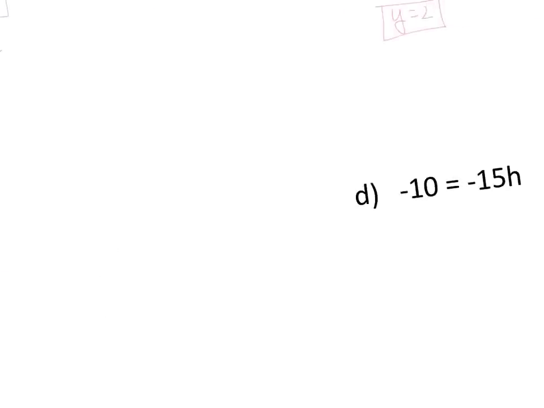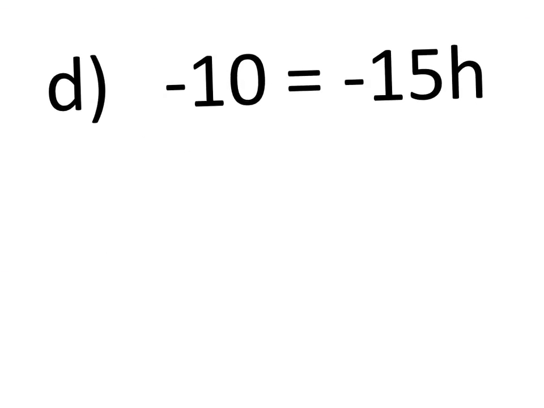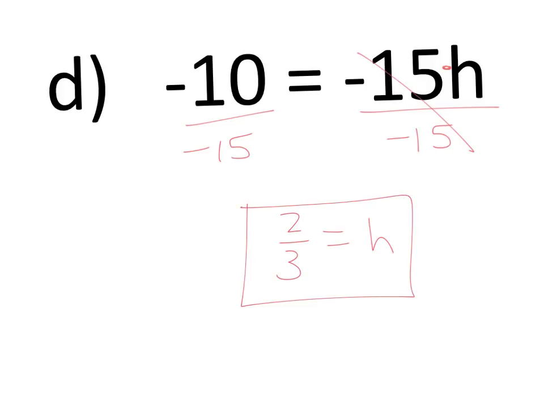All right, D. Okay, so it's the same concept. We're still multiplying here in the middle. It's negative 15 times h. So to undo that, we're going to divide both sides by negative 15 so that those cancel. So on the right-hand side, we still have an h. Now on the left-hand side, we need to just reduce this fraction. So negative divided by negative is a positive, and then 5 would come out of both, so you'll end up with 2/3. Okay.